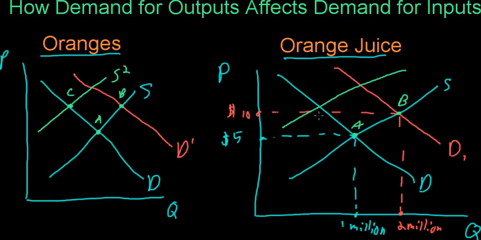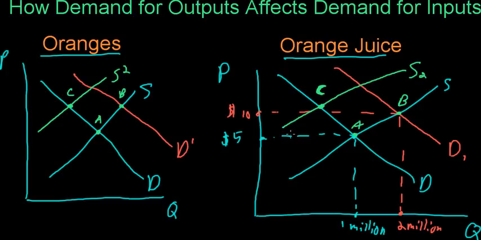And so this will be the new supply over here, and we will move to point C. And the reason is that oranges are more expensive, so now it's more expensive to produce orange juice, and for any given price, there's going to be less orange juice produced. We're going to go from this blue line to this green line.